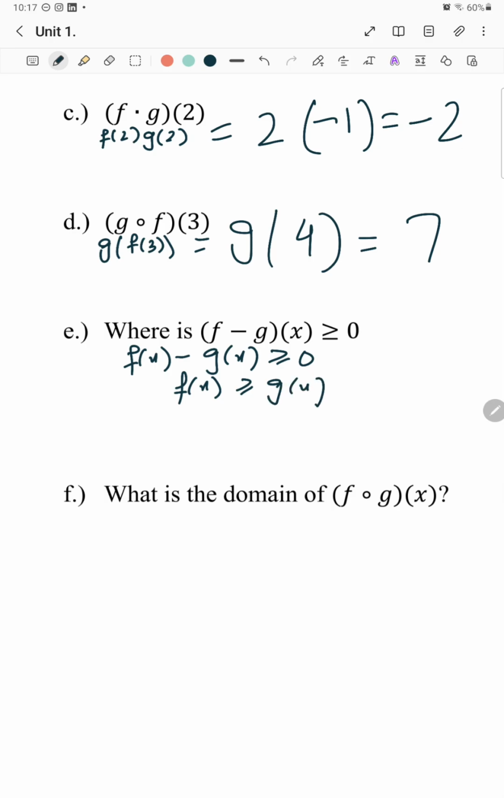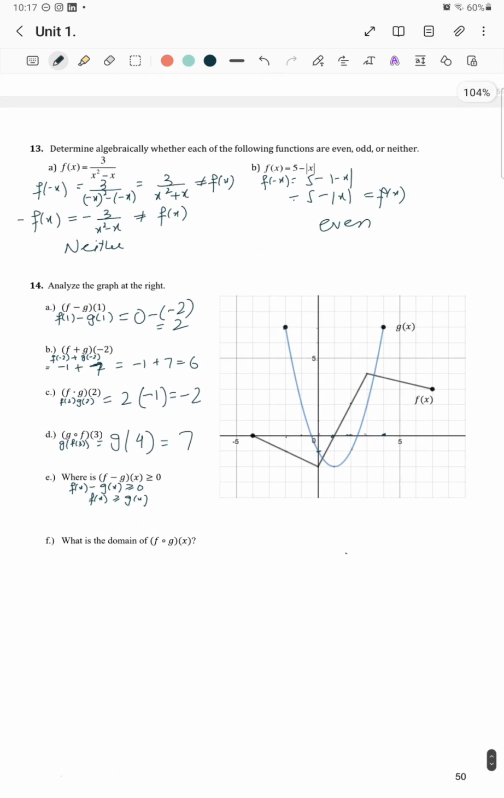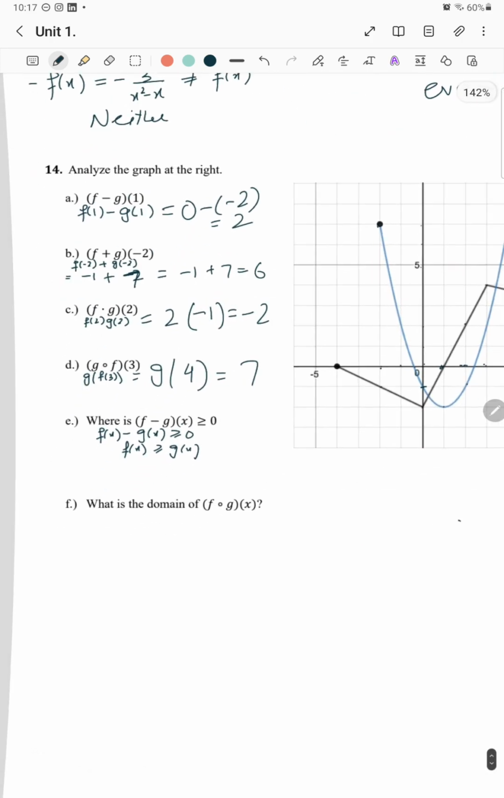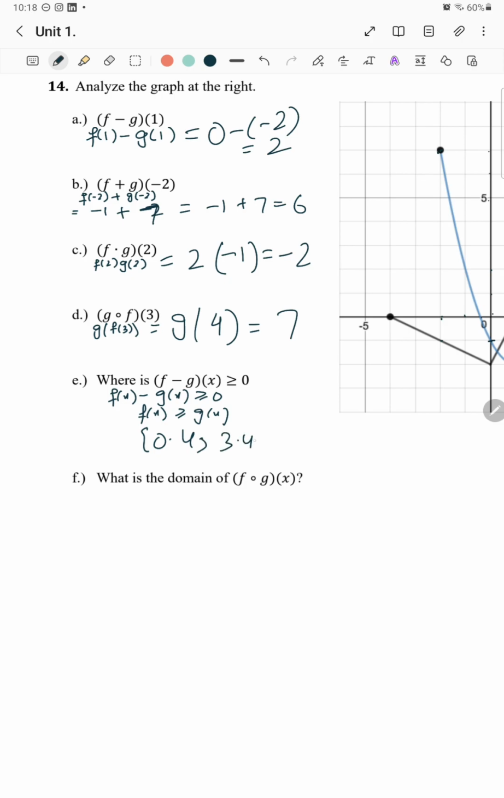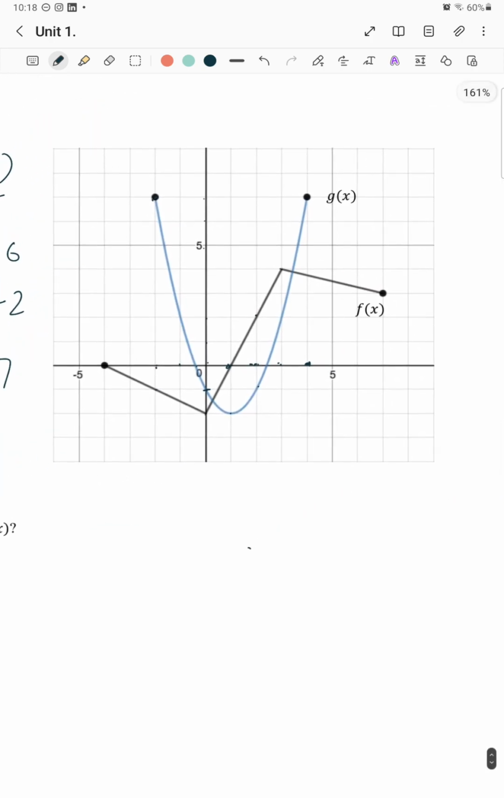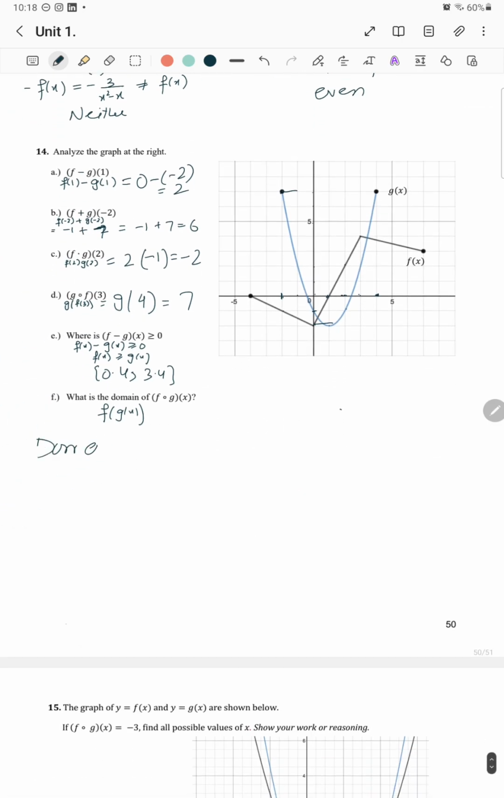F of x should be greater than g of x. So from which interval is f of x greater than g of x? Domain of g of x is minus 2 to 7, and this becomes the input of f of x.